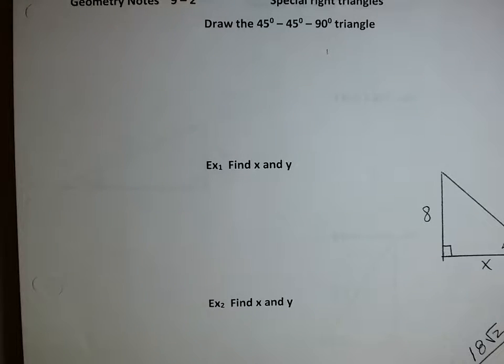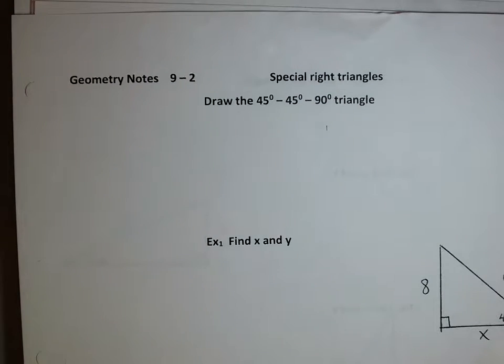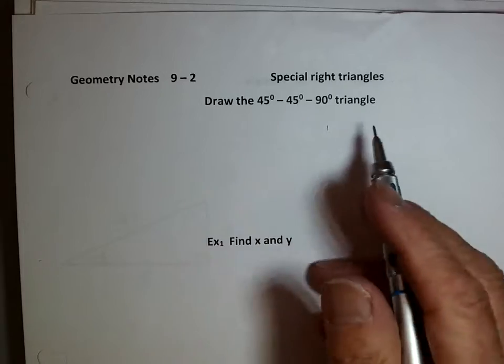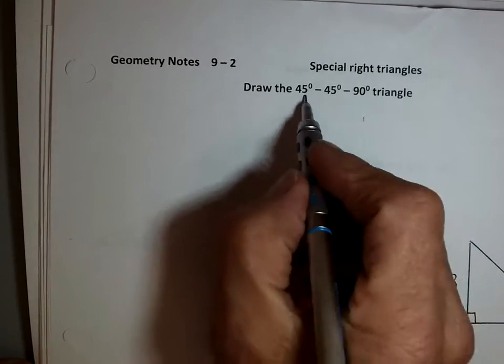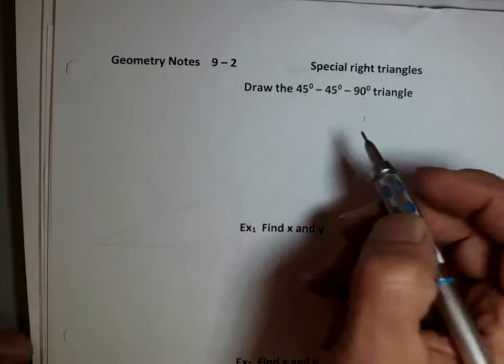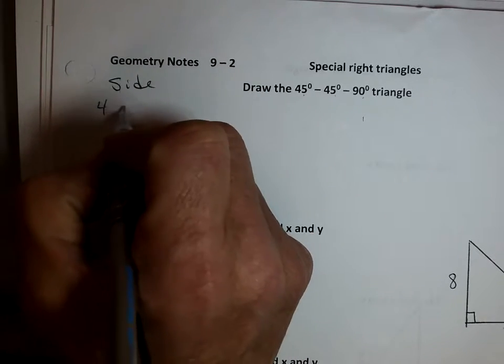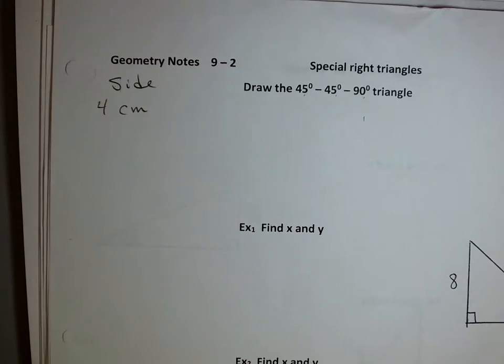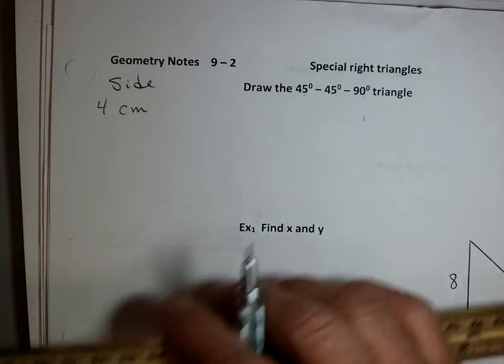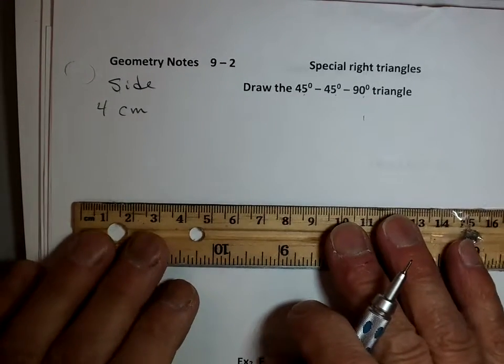So today, special right triangles. First, let's draw a 45, 45, 90 triangle, and let's draw each side 4 centimeters. I'm going to take my ruler and go 4 centimeters here.